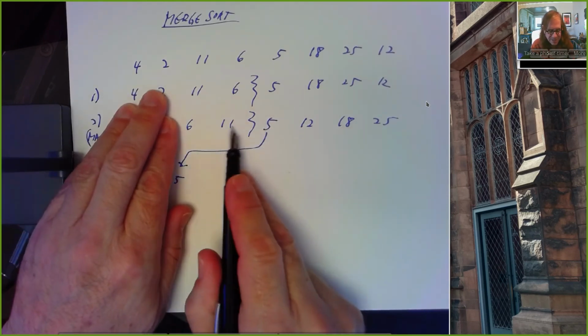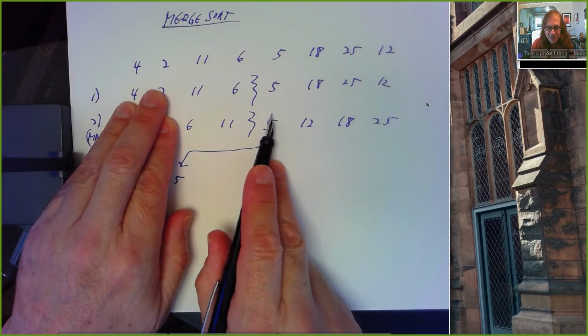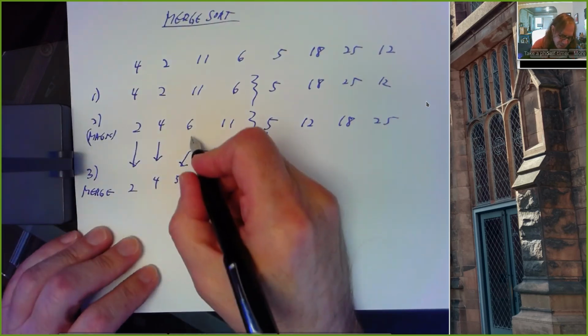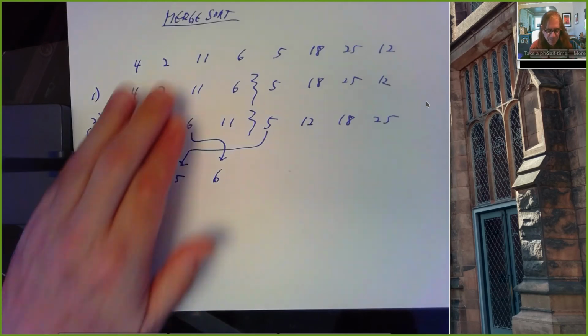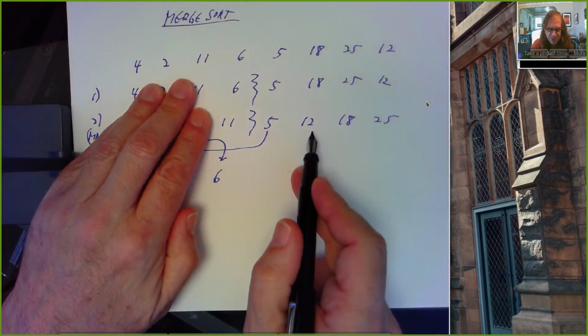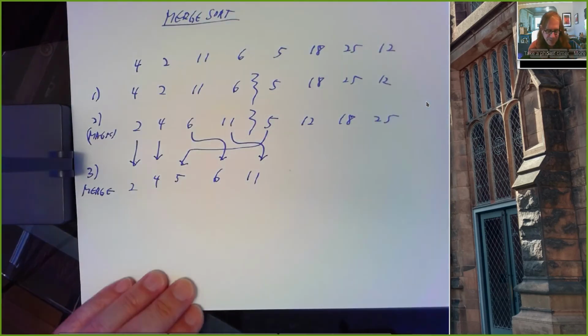So now I have a 6 and 11 here. I have a 12, 18, 25 over there. So I compare the first thing, 6 and 12. 6 is smaller. So that's my next output value. Now I compare an 11 to a 12. 11 is smaller. So 11 is my next output value.